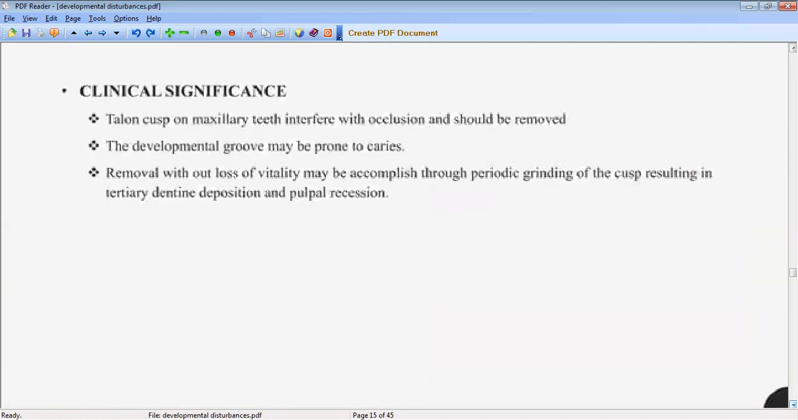The cusp on the maxillary teeth interferes with occlusion and should be removed. The developmental groove may be prone to caries. Sometimes you will get cases through these grooves. We'll get long-term chronic infections, periapical infections even, but we are not able to diagnose this. In endodontics, we can very well appreciate it by taking radiographs, by taking CBCT.